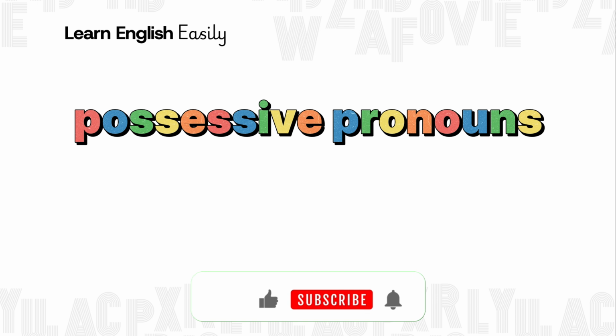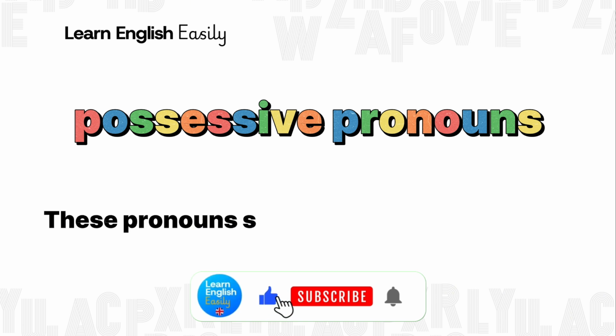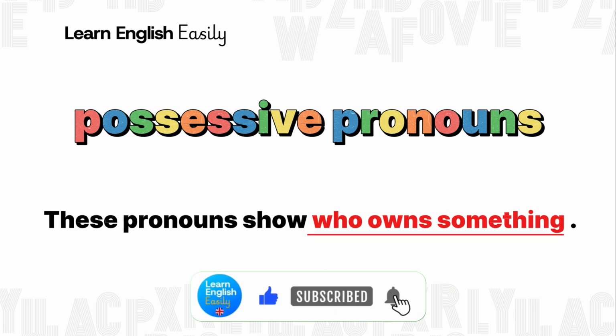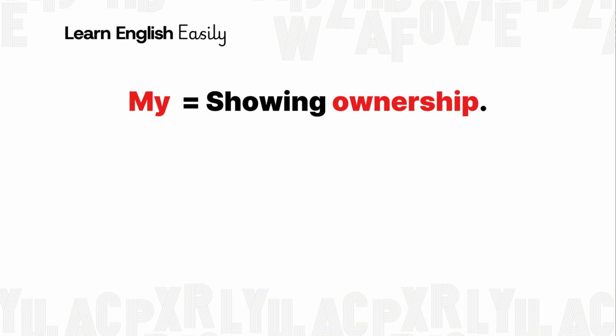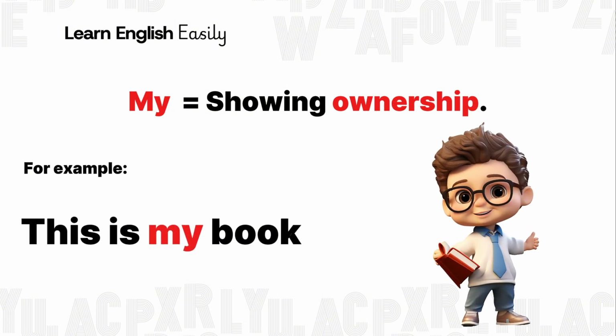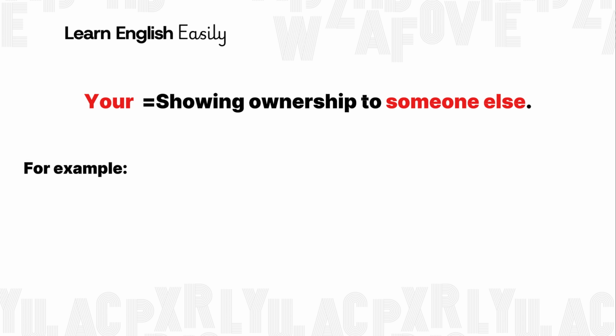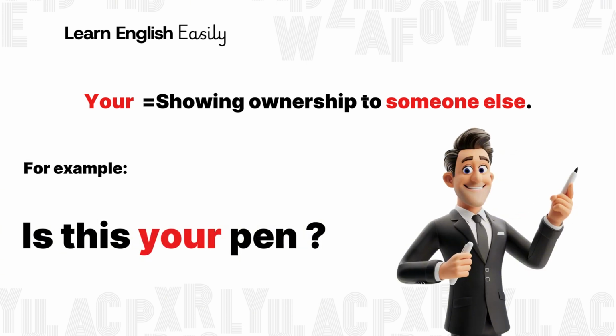Now let's talk about possessive pronouns. These pronouns show who owns something. My, showing ownership. For example, this is my book. Your, showing ownership to someone else. For example, is this your pen?